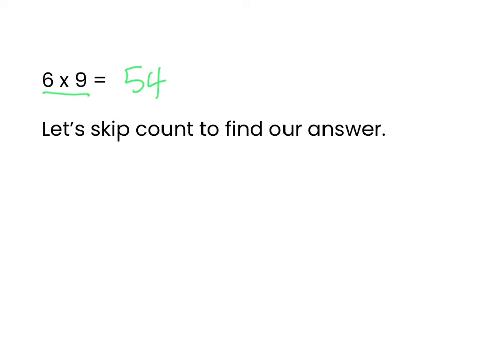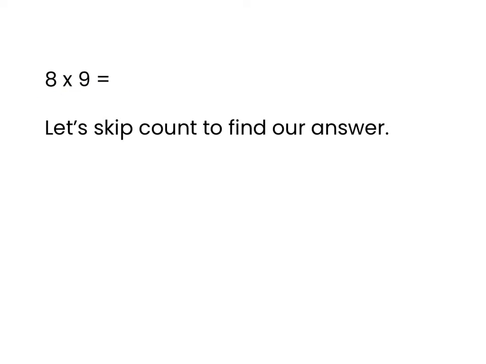So we'll start with 6, 12, 18, 24, 30, 36, 42, 48, 54. Same answer. That is the commutative property where we can just mix those up and move those numbers around. We've got our same answer. All right, let's look at the next one, 8 times 9.